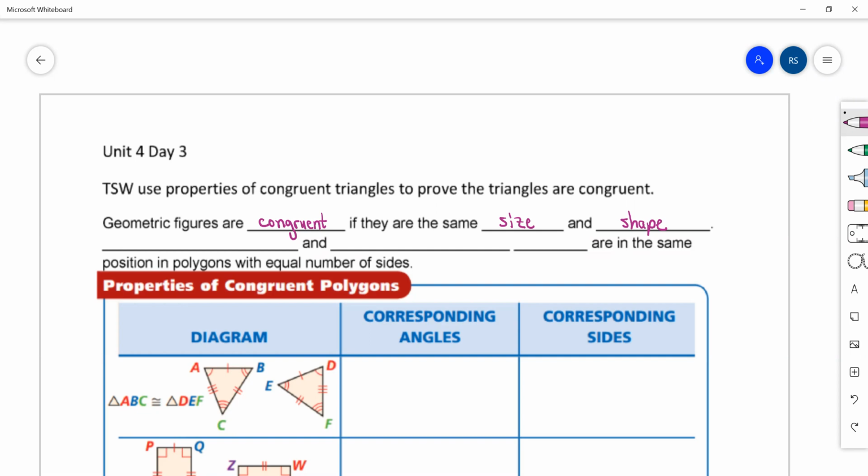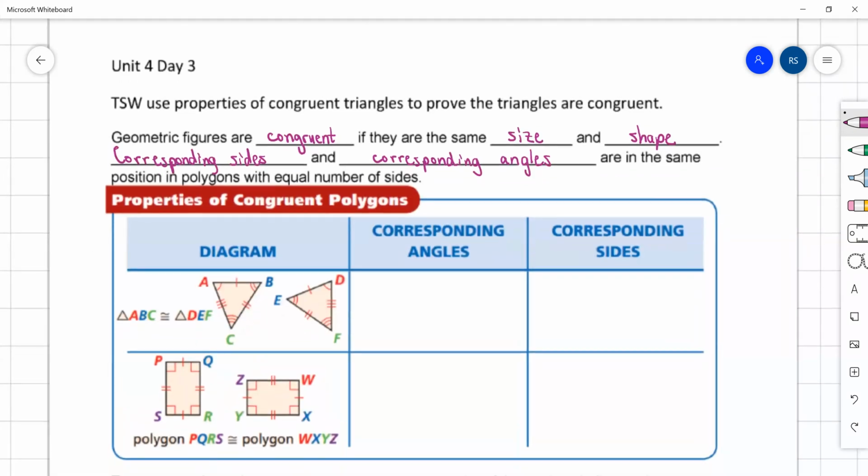So, corresponding sides and corresponding angles are in the same position in polygons with an equal number of sides. So they're in the same positions. When we say they're congruent, we also have to put them in the same position.